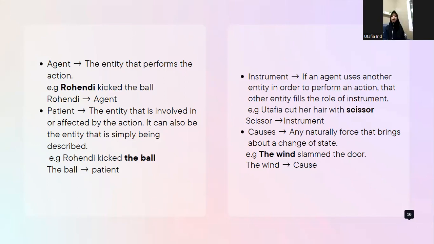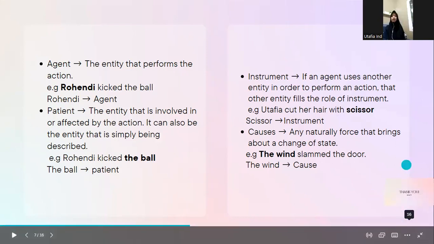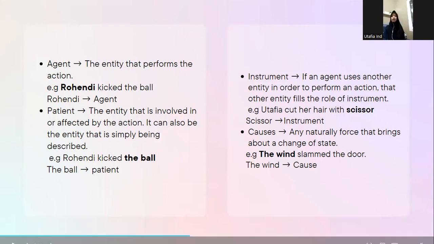The next is instrument. What is instrument? If an agent uses something in order to perform an action, that thing is the instrument. For example, Utafia cut her hair with scissors. What do we notice? Utafia was the agent. She's doing the action of cutting her hair. How is she cutting it? She's cutting it with scissors.